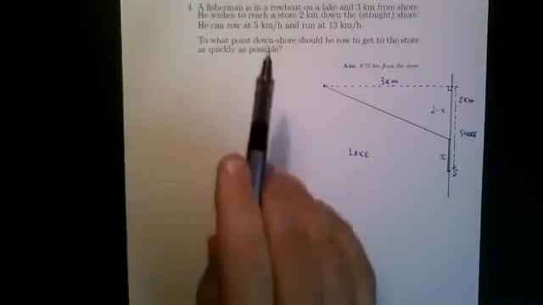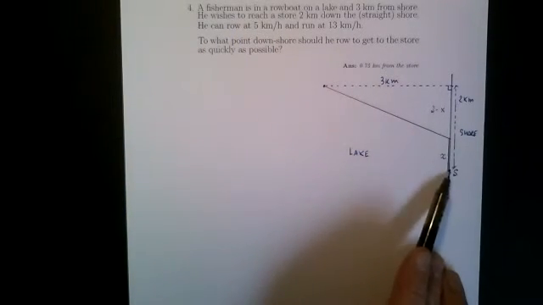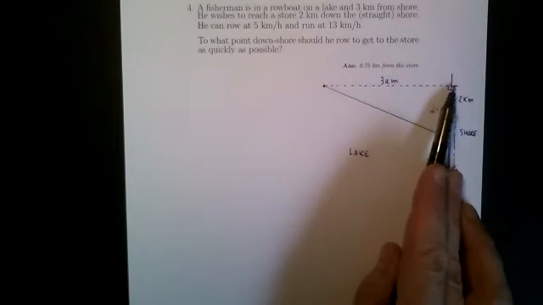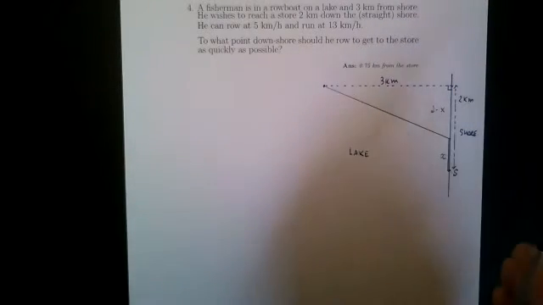Okay, so again, here's the situation. It's an optimization problem. So you have a fisherman on a rowboat and he wants to reach the store. He's 3 kilometers away from the shore, and the store is located 2 kilometers from the closest point to him on the shore. Okay, so he has, again, two choices.